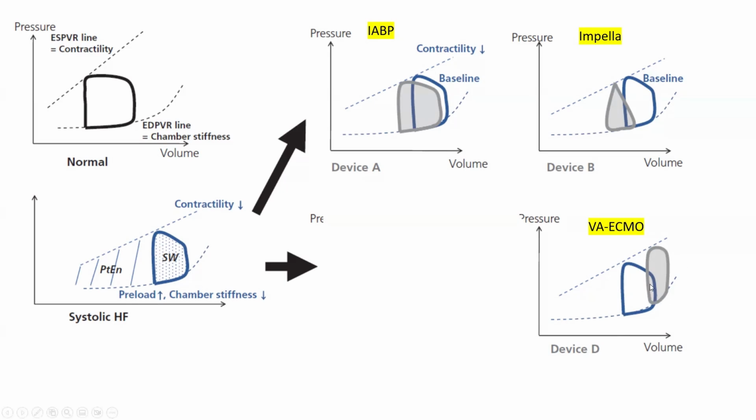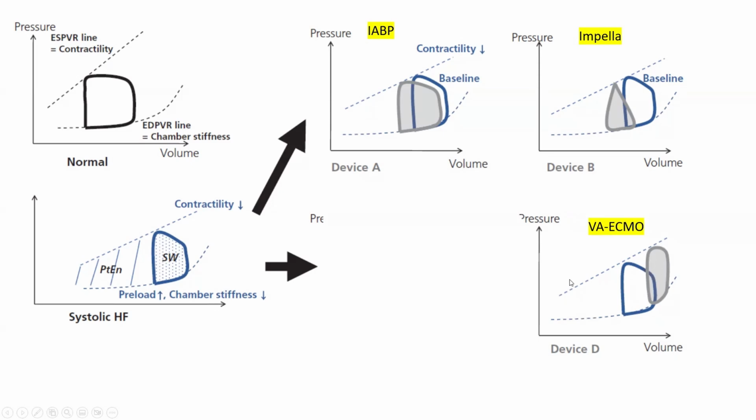VA ECMO, on the other hand, while providing the best systemic perfusion, has adverse effects on the left ventricle. It increases left ventricular preload as it does not directly empty the left ventricle, which continues to receive venous return from the bronchial veins and the Thebesian veins. It also increases the left ventricular afterload. Therefore, VA ECMO increases that pressure volume area and increases O2 consumption the most.